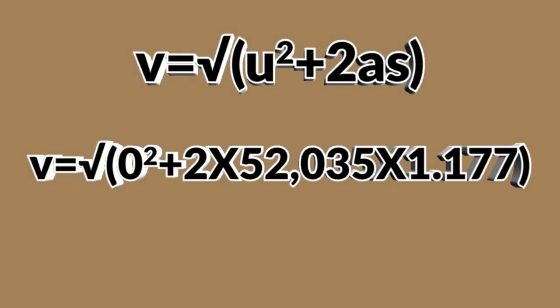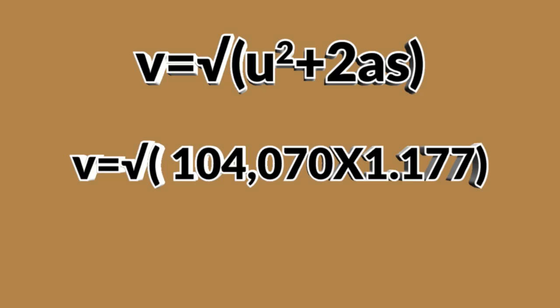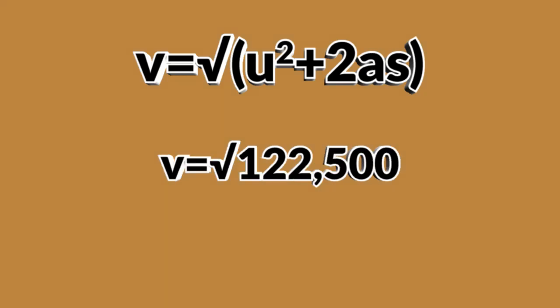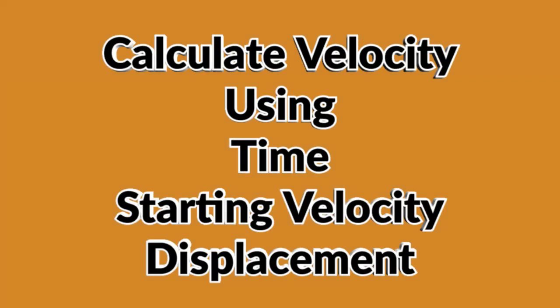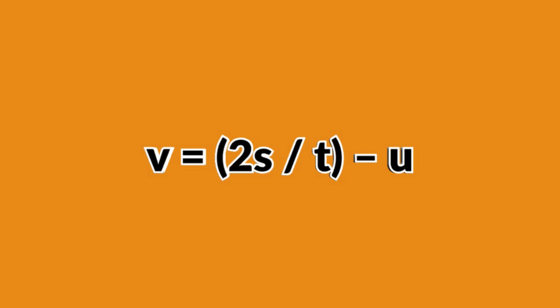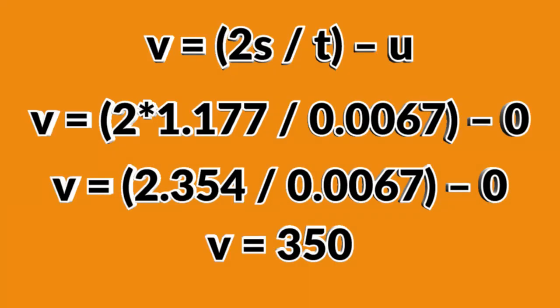V equals the square root of 0 squared plus 2 times 52,035 times 1.177. V equals square root of 104,070 times 1.177. V equals square root of 122,500. V equals 350 feet per second. You can also calculate velocity using time, starting velocity, displacement, or power stroke. The equation is the quantity 2 times s divided by t, minus u. I'm not going to talk you through the steps here, but using the information from before, you see how it works out.